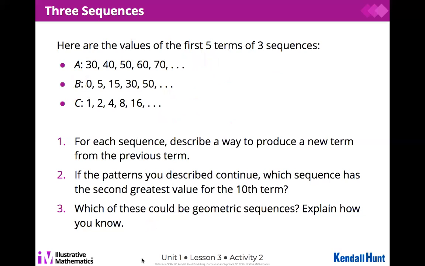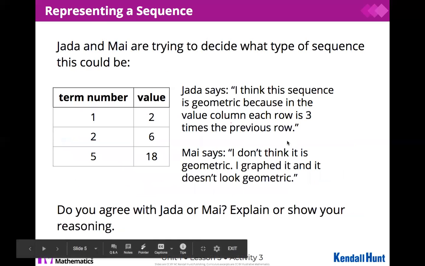This is kind of a bonus add-on part to this, but would it be possible to have a sequence of numbers that's both? Well, I'm going to save that question for in just a second here. All right.